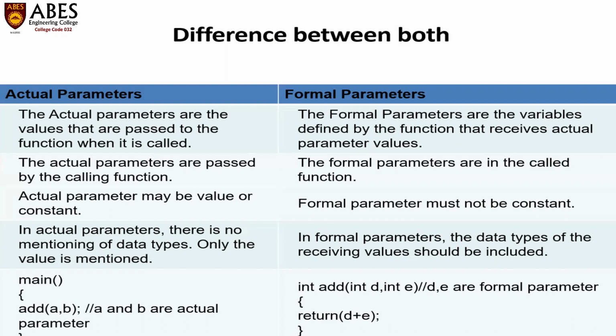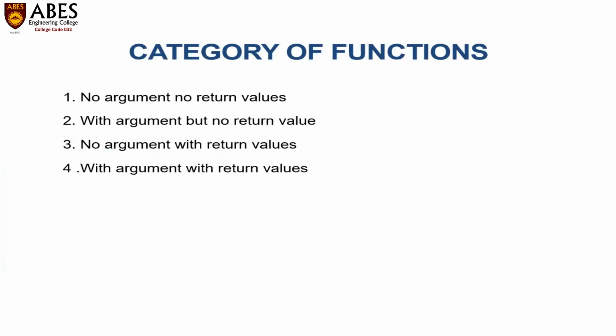And after calculating, when it returns something, that goes to the original callee, which called the function. On the basis of argument and return value, there are four categories of functions. Using these categories, you can implement any application. There are four categories in the user defined function.